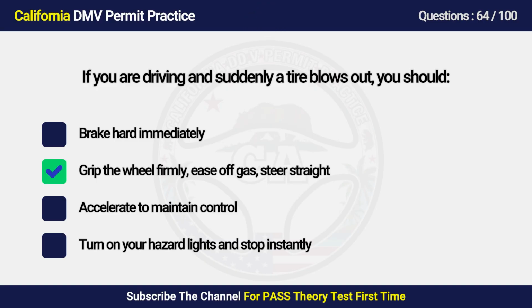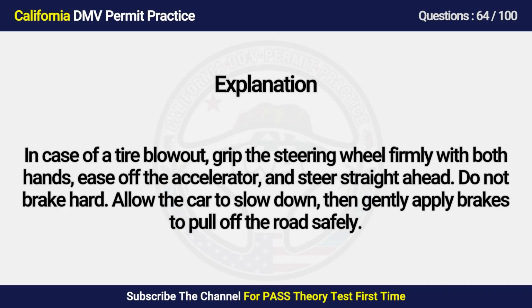Answer is B. Grip the wheel firmly, ease off gas, steer straight. In case of a tire blowout, grip the steering wheel firmly with both hands, ease off the accelerator, and steer straight ahead. Do not brake hard. Allow the car to slow down, then gently apply brakes to pull off the road safely.